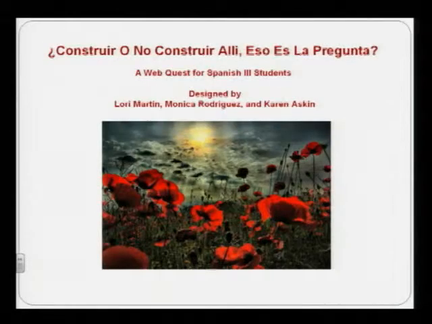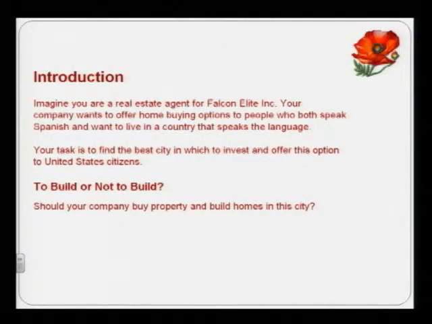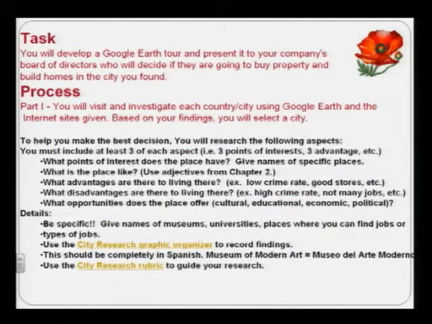Throughout the chapter, the students are supposed to look at advantages and disadvantages of living in different areas. They look at cultural opportunities, educational opportunities, places of interest. So we constructed a web quest called "To build or not to build, that is the question." The students act as real estate agents for Falcon Elite Incorporated, and their task is to find the best city in which to invest and offer an option to United States citizens to go live in a foreign country. So they have to research 3 cities.